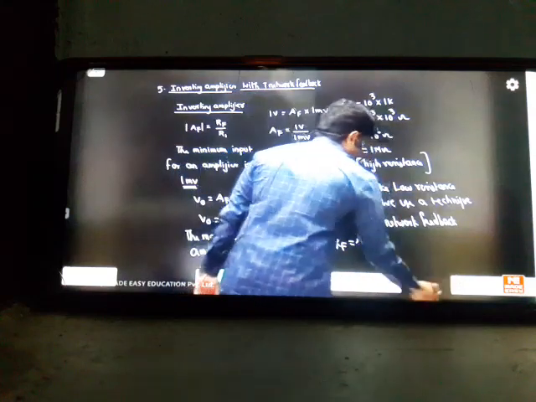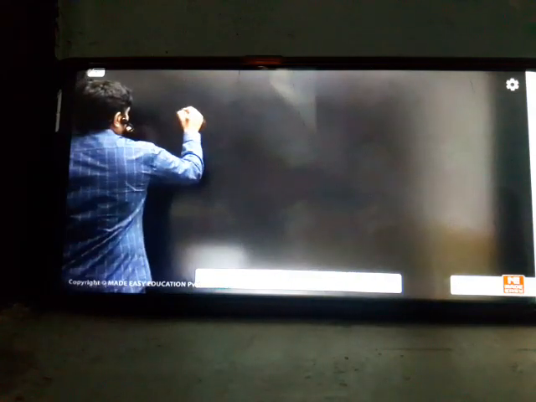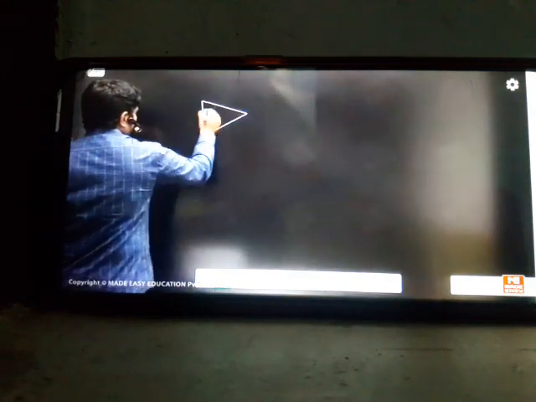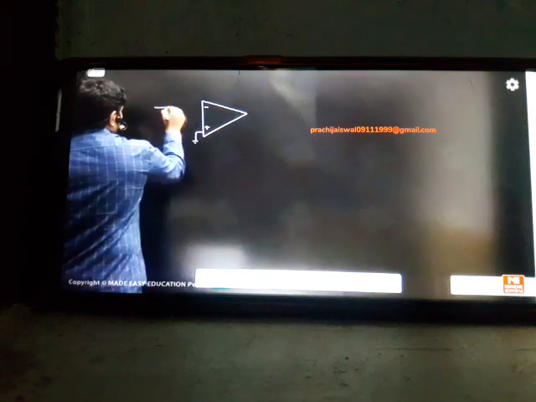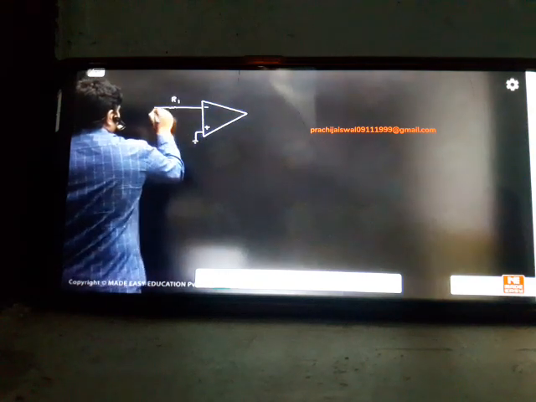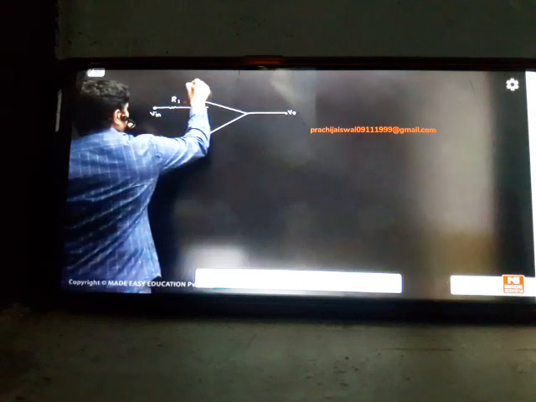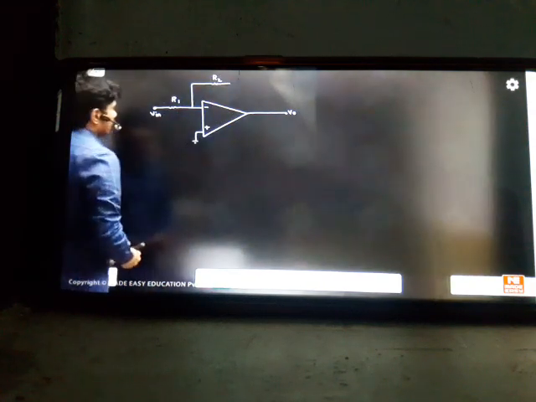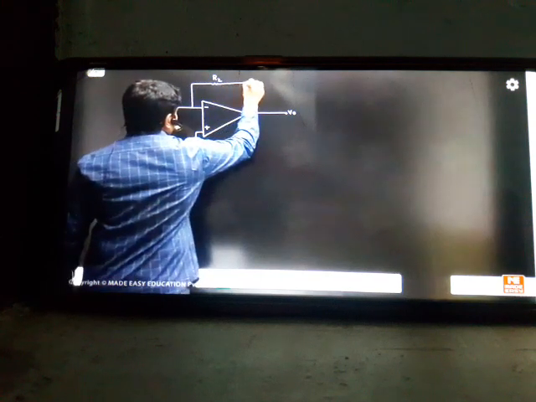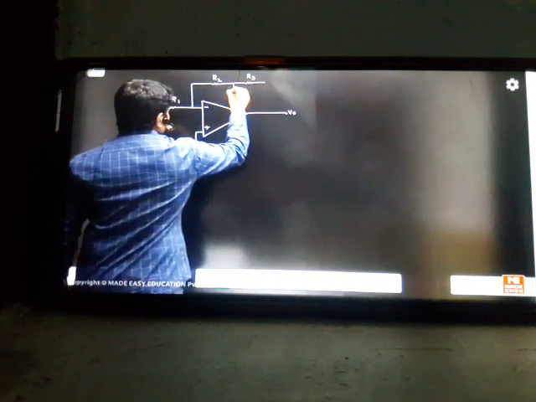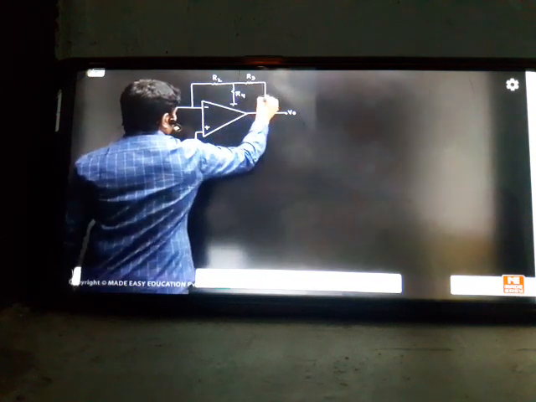So how to design this T network feedback? Suppose you take an inverting amplifier, where minus is the input and plus is grounded. We have a resistance here, R1. This is your input, this is your output. The only thing I'm doing here is, in place of RF, I'll take R2. Then I'm adding one more resistor here, R3, and creating one more resistor here, R4, and connecting it to the output.